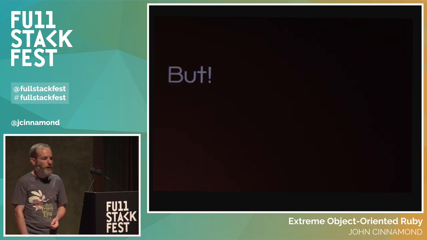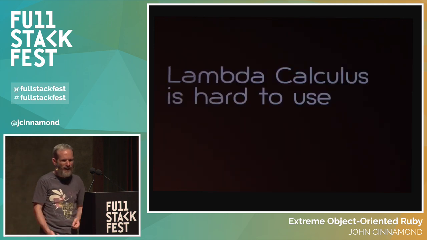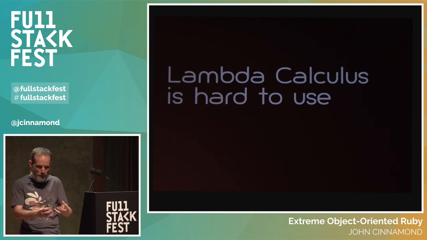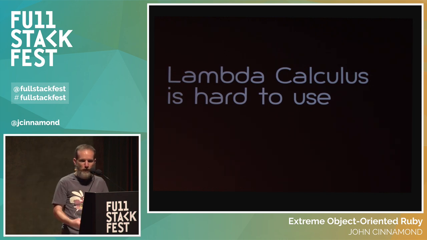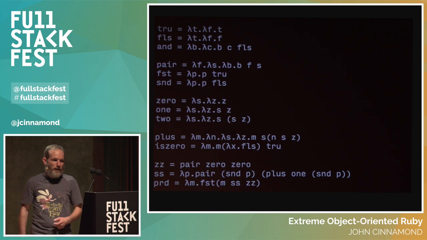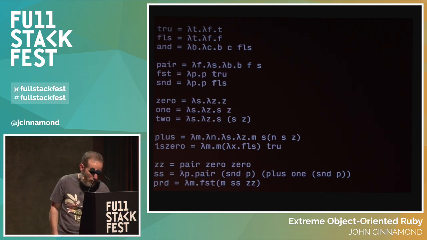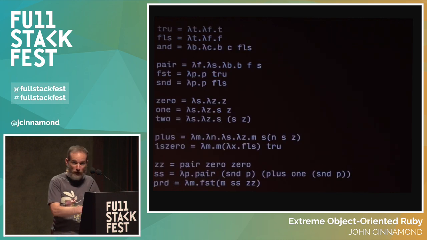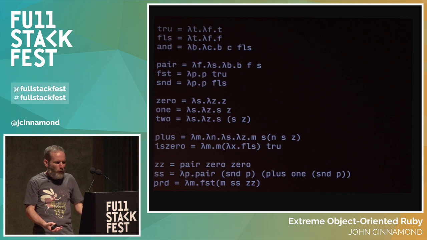But bit of a problem. Lambda calculus is really hard to use. It's a very simple concept, but it's hard to get it to do things. So here's an example of 1 plus 1 is equal to 2. This is the same thing written out in lambda calculus. Now, we wrote this out in our pure OO Ruby earlier, and this is the same thing, and it's horrible.